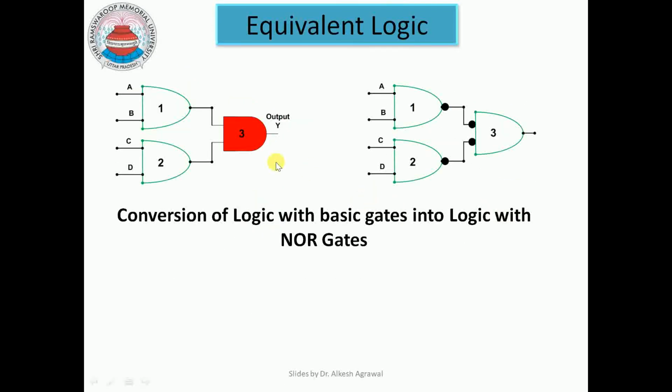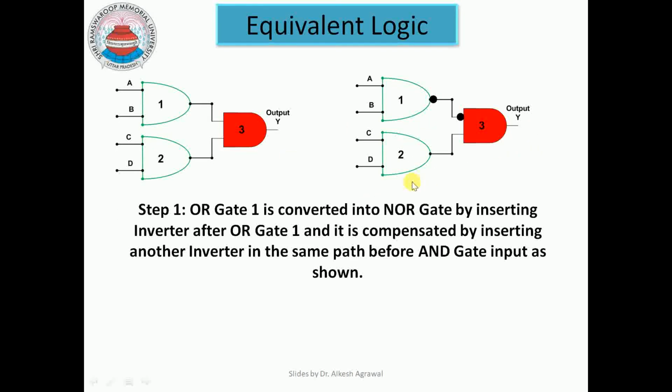Now we'll see the same example through NOR implementation. So here we have a Boolean expression which is being implemented through two OR gates and one AND gate, and we have to implement it through NOR logic. So we'll take a step by step process.